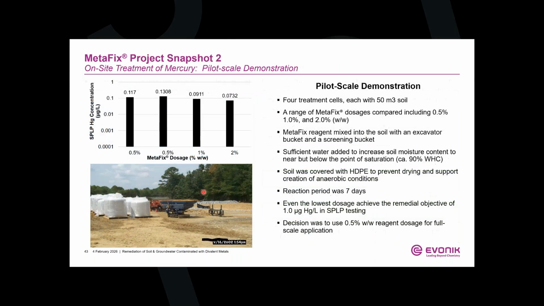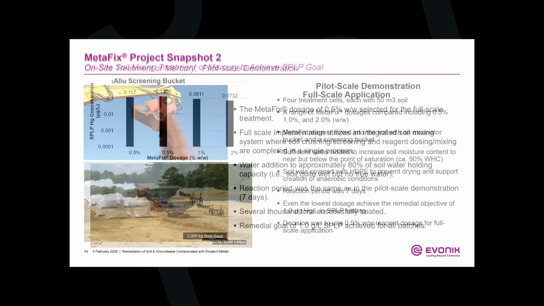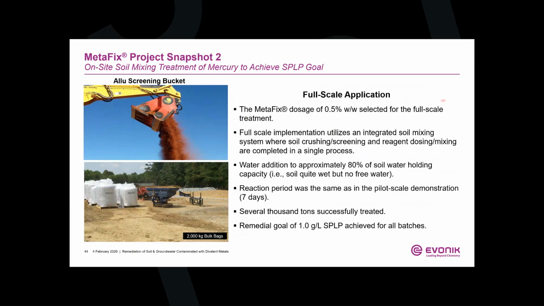We then went on to a pilot demonstration, 50 cubic meter batches, several of them, to compare at larger scale with soil mixing with heavy equipment, 0.5% dosage versus 1% versus 2%. And while there was possibly a little bit better performance, there was no difficulty in achieving the 1 ppb SPLP with 0.5% by weight. So the consultant decided to go with the 0.5% by weight.